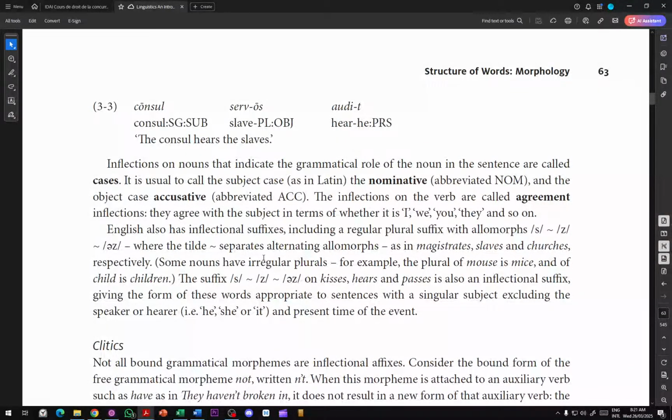Inflections on nouns that indicate the grammatical role of the noun in the sentence are called cases. It is usual to call the subject case, as in Latin, the nominative, abbreviated NOM, and the object case, accusative, abbreviated ACC.